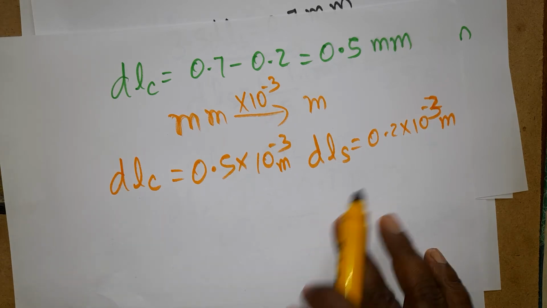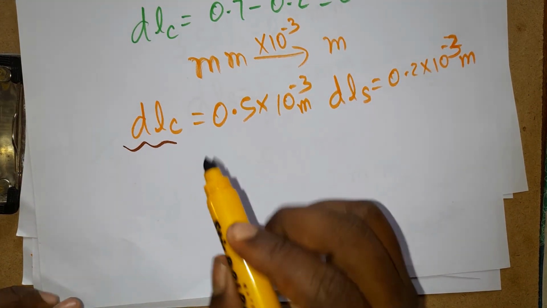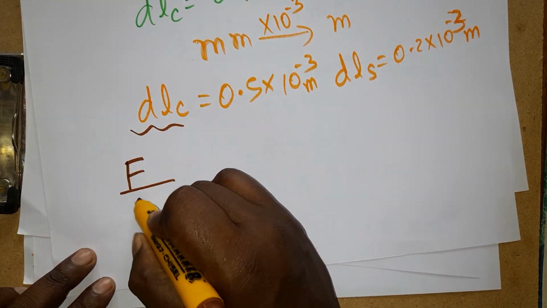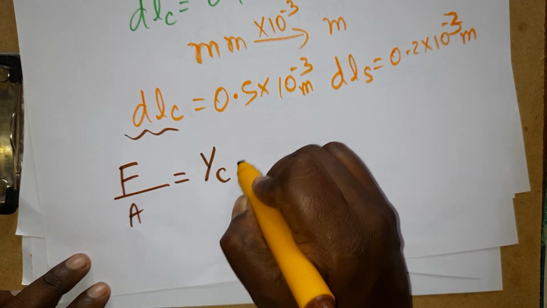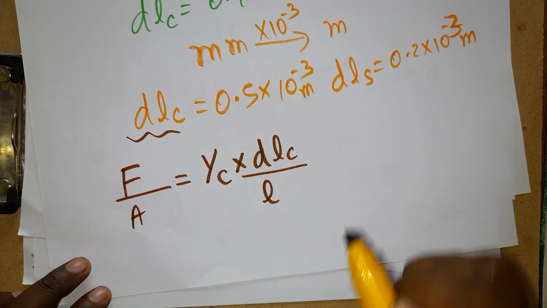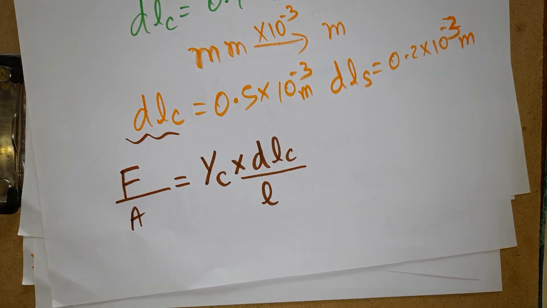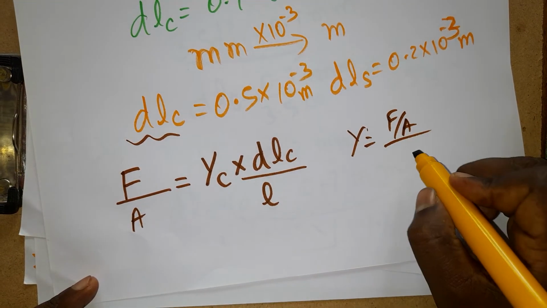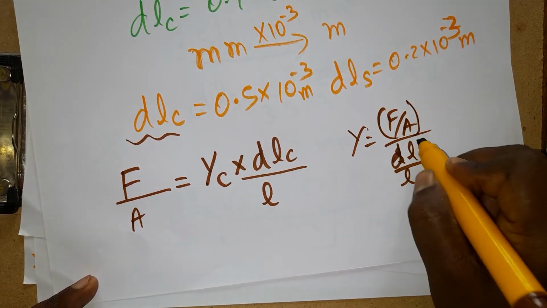Okay, now I am going to find what the weight is. We can take it whether it's copper or steel. I am going to take it as copper. Okay, so force per unit area, which is called stress, is equal to Young's modulus of copper wire into changing length of copper wire divided by original length of the copper wire. Okay, very simple formula, Young's modulus formula. So Young's modulus is equal to stress per strain. Okay, so changing length by original length is called strain, and this is called stress.